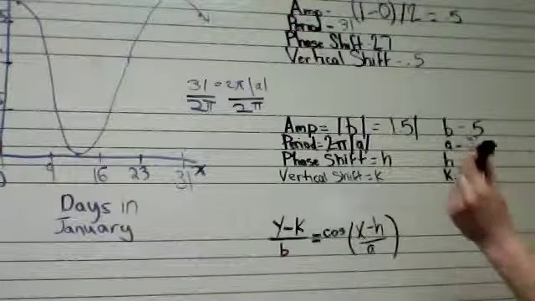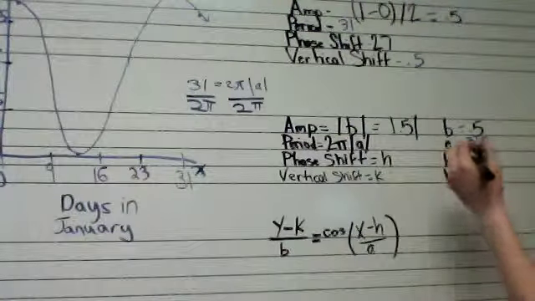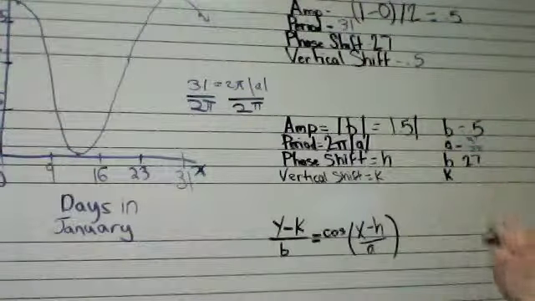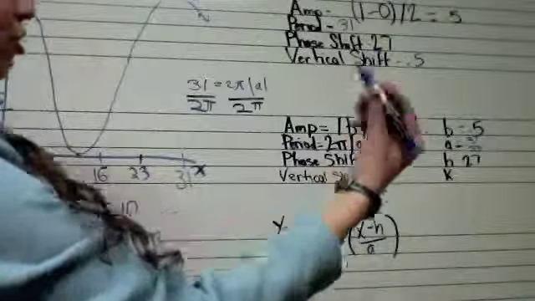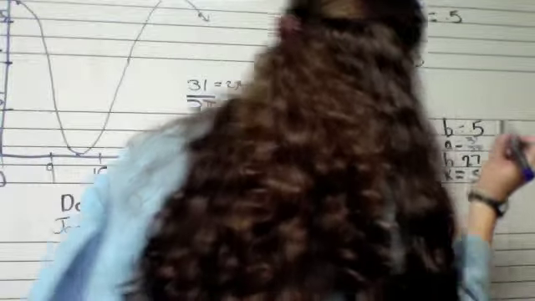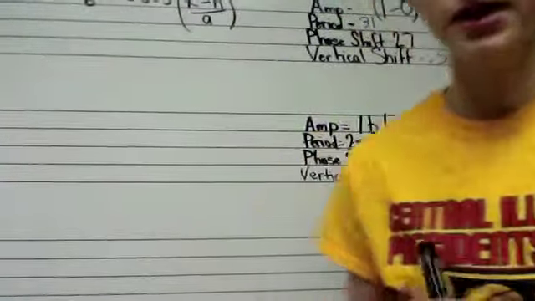To find H, you pretty much just take the original number you got for your phase shift. So you get 27. And K is whatever your vertical shift was, so we got 0.5, so K is going to be 0.5. And now you just have to plug them into the equation. Now we'll plug in all of our variables.